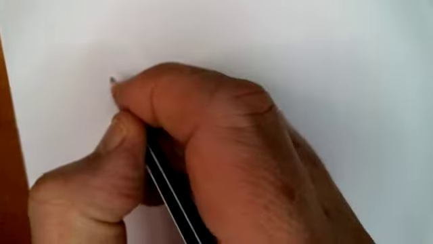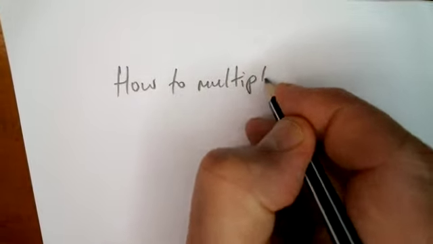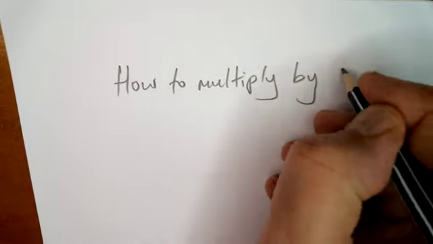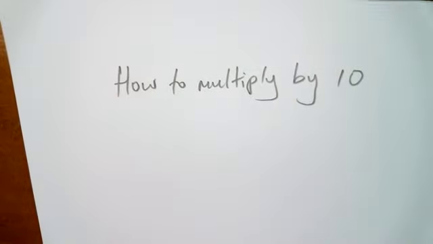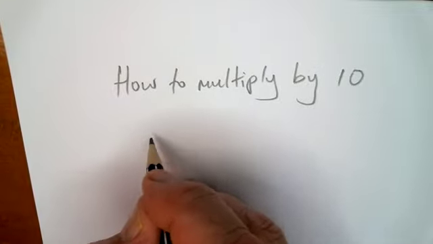All right, let's have a look at this topic here. It's called how to multiply by 10. Now, it's not just 10 we're going to learn how to multiply by. We're going to multiply by factors of 10 as well. But if we're going to multiply by 10, first of all, let's take a number.